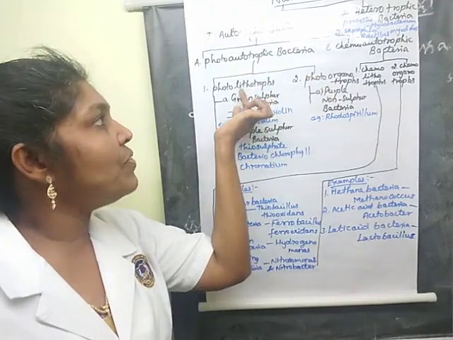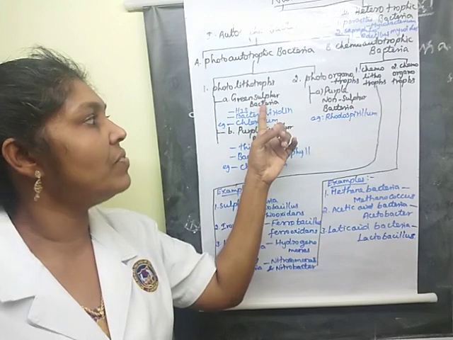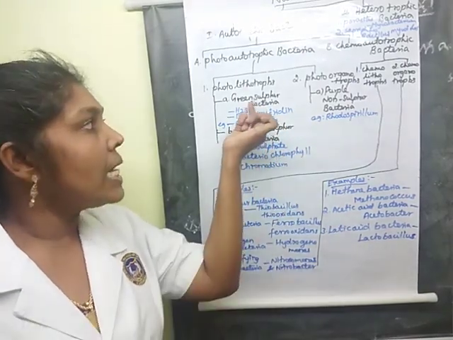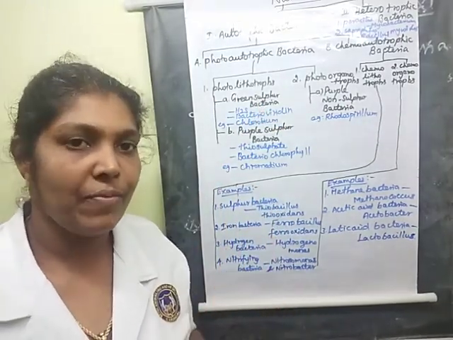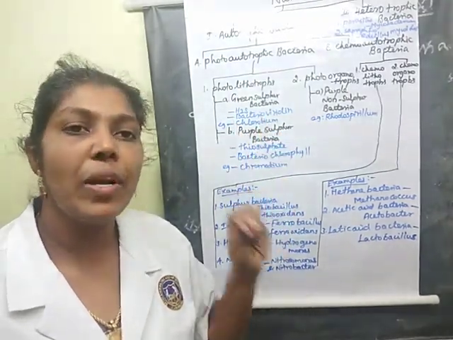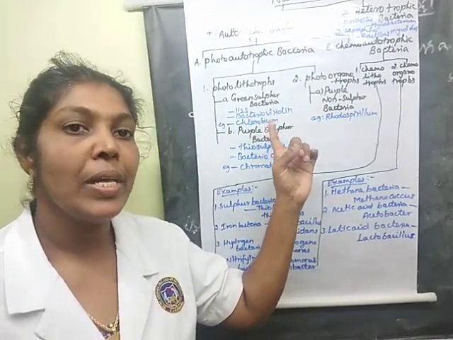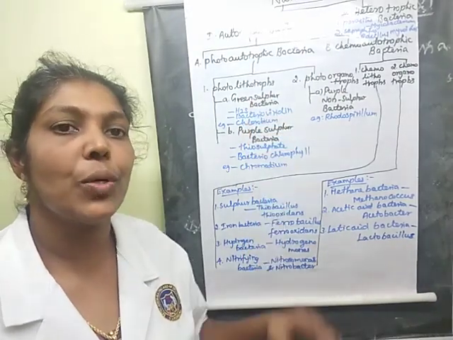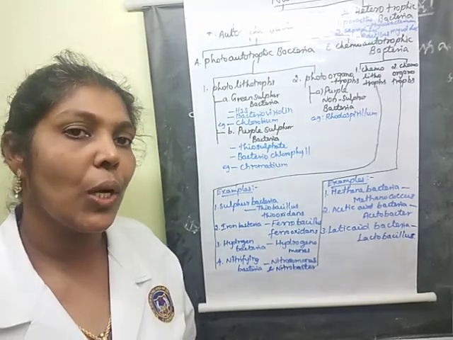Clear? Photolithotrophs are of two types, children: green sulfur bacteria and purple sulfur bacteria. Green sulfur bacteria means the hydrogen donor is hydrogen sulfide, H2S. The chlorophyll pigment present is bacterioviridin. What is an example of green sulfur bacteria? Chlorobium, one of the bacterial species.